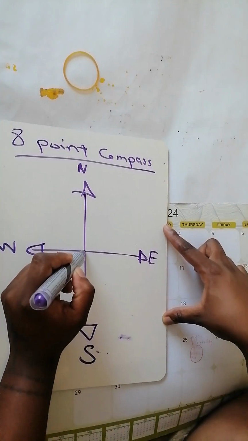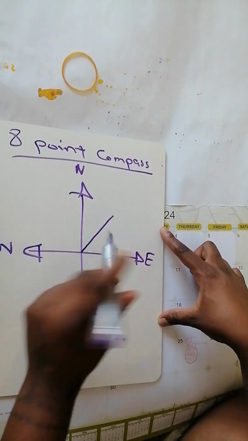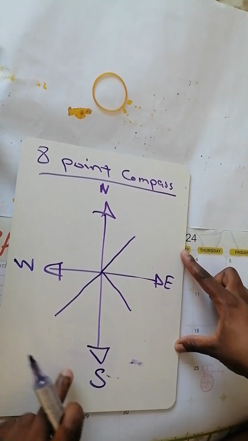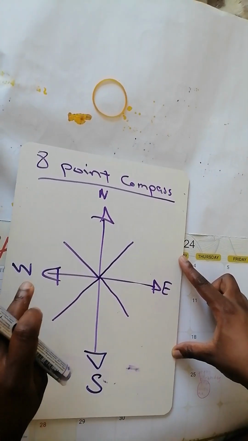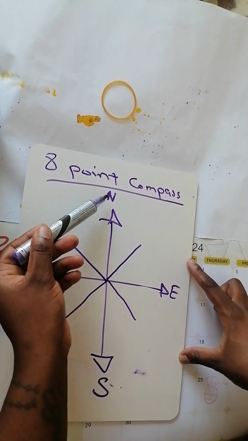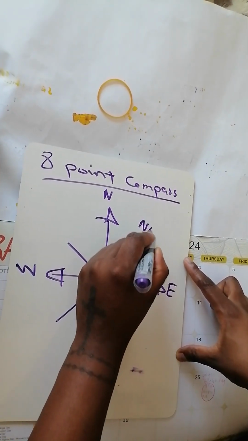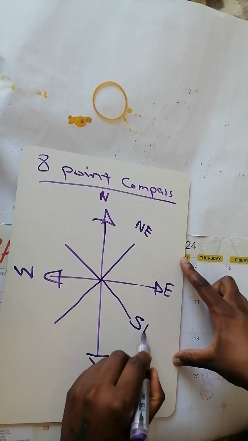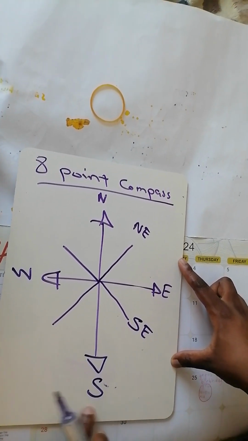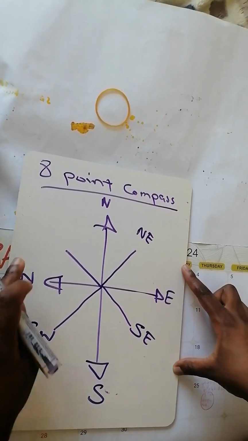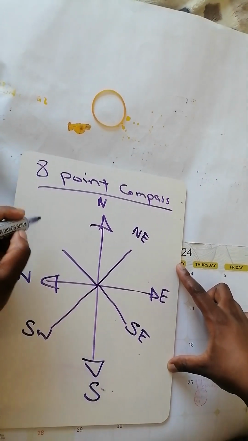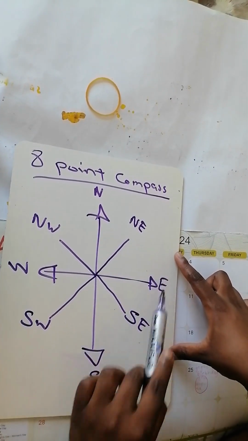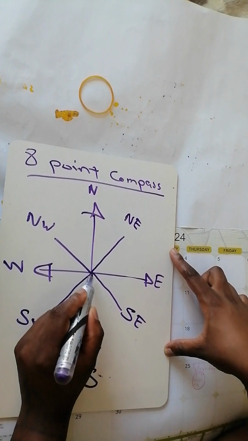An 8-point compass then means there's a point between north and east, another point between east and south, another point between south and west, and between west and north. The point between north and east is northeast. The point between east and south is southeast. The point between south and west is southwest. And the point between west and north is northwest. That is an 8-point compass because there are 1, 2, 3, 4, 5, 6, 7, 8 points in the compass.